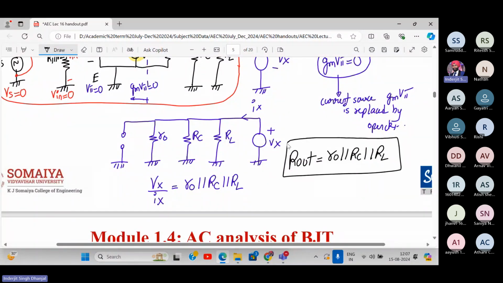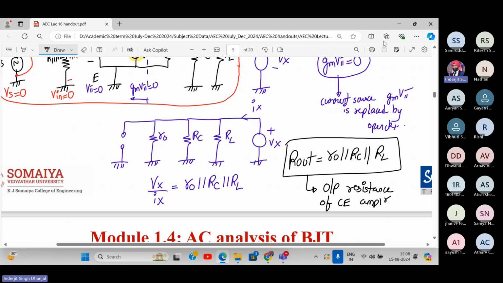Understood this or no? Any doubts, sir, over here, anyone? Anyone having any doubt? This is the output resistance of common emitter amplifier. All right? Yes or no?